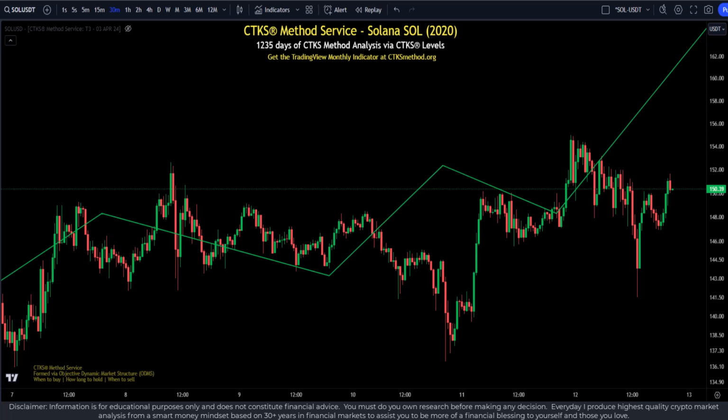Of course, it depends on what Bitcoin does, and you need to keep this in mind as well. If Bitcoin is going down, there's nothing to stop Solana from being dragged down with Bitcoin. This is the way the crypto market works. If Bitcoin is coming down, you have a 98% probability that Solana is going down with it. That's why we look at normalized price paths.